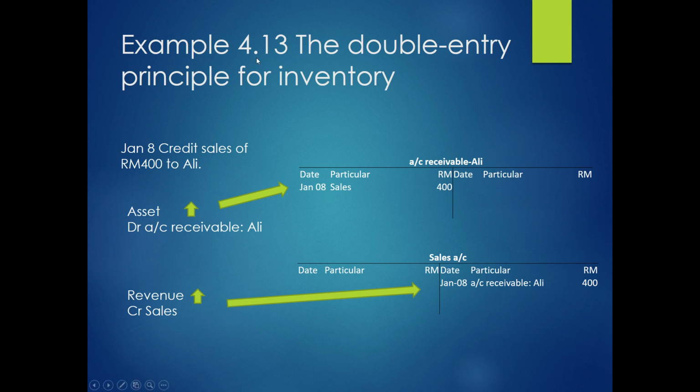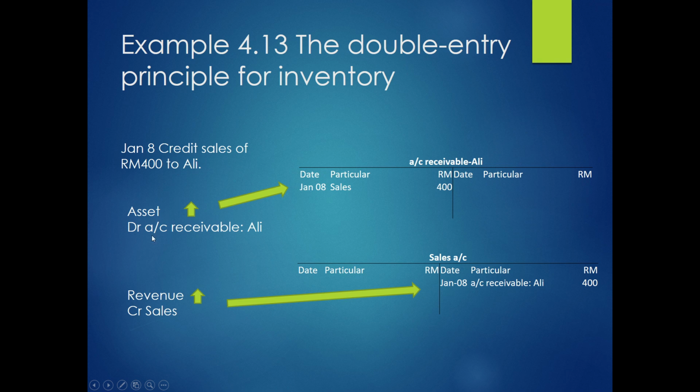Next example, 4.13, January 8, credit sale of 400 ringgit to Ali. When there is a sale or credit sale to the customer, the amount of inventory will decrease. So increase in asset, which is account receivable Ali, will be debit because the sale was made by credit.